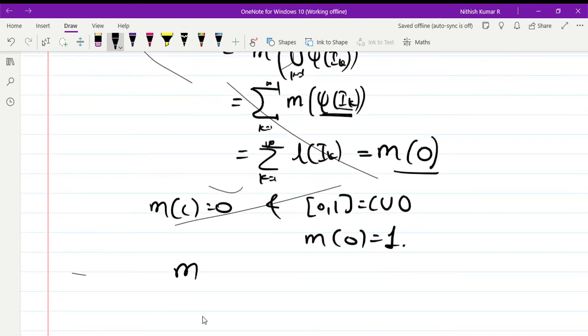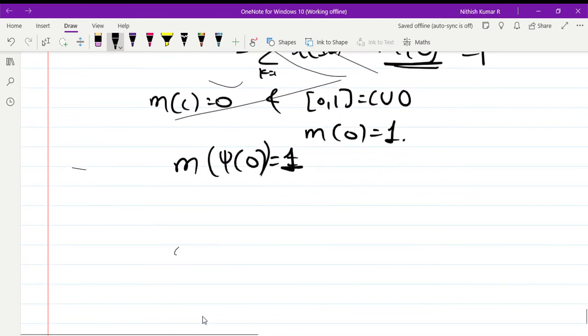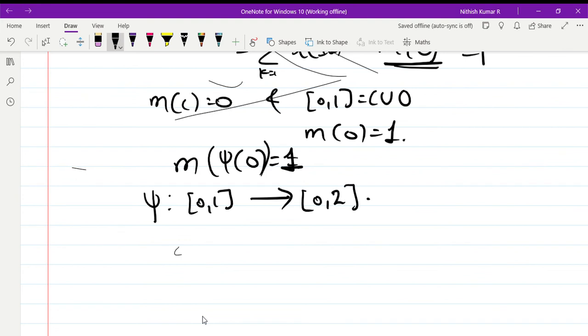So m of xi of O is equal to 1, because m of O is the same as m of xi of O. This is equal to 1, which implies m of xi of O is equal to 1. Now observe, xi is a function from the closed interval [0, 1] to the closed interval [0, 2].